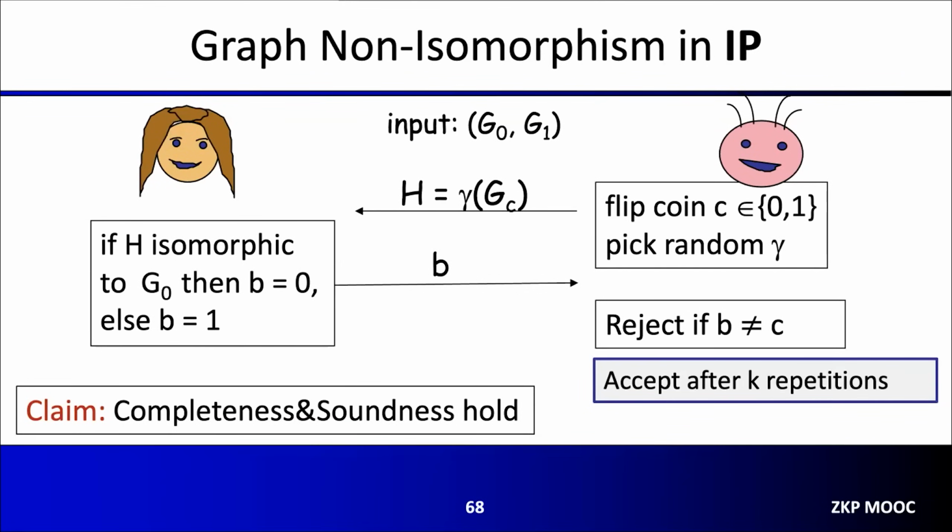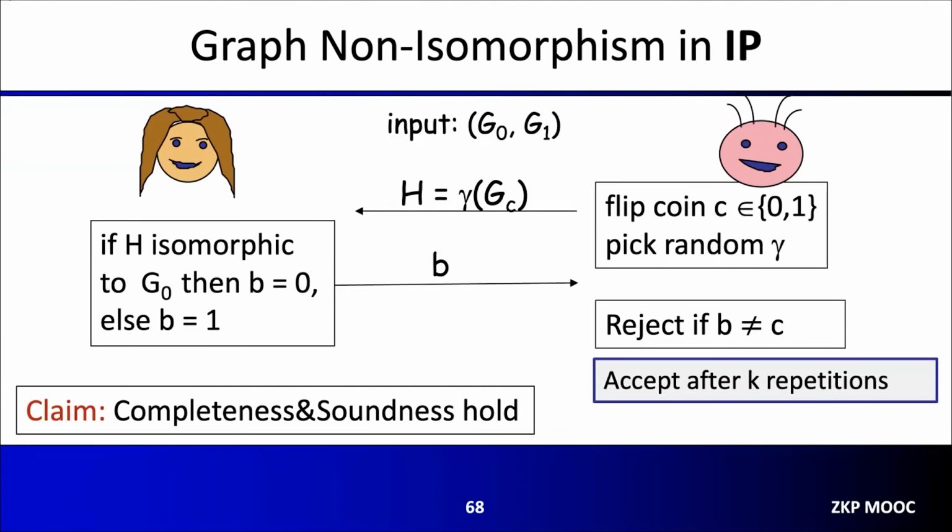Step one, the verifier flips. So the input is two graphs, G0, G1, and the claim is that they are not isomorphic to each other. There is no isomorphism that maps the vertices of G0 to G1. Step one, the verifier flips a coin, 0 or 1, in order to select either G0 or G1. And he also picks a random isomorphism, a permutation of the n vertices. And then he applies this isomorphism to G sub c. So if the coin was 0, he applies it to G0. If the coin was 1, he applies it to G1. That gives him a graph H, which he sends over to the prover. Now this graph is an isomorphic copy of G sub c.